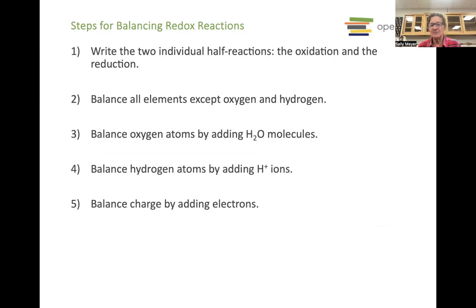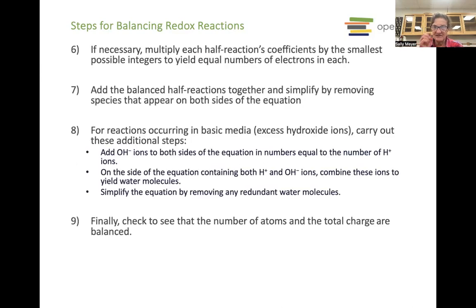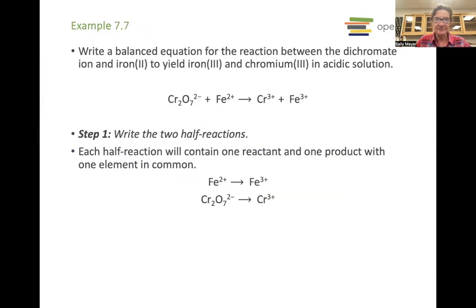So if the reaction's taking place in an aqueous acid solution, we also have water and H+. But if it's taking place in a basic solution, then we have to think, well, you can't have H+. So we'll look at how you're going to get rid of the H+ by neutralizing it with OH-. And your final step is always to check to see that the number of atoms and total charge are balanced on both sides. That's an official step. Don't skip number 9. You'll always be able to know if you did the balancing correctly.